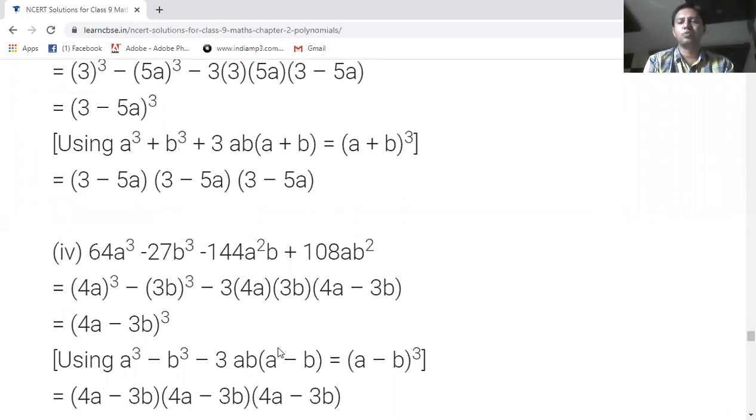That is the factorized form: (4a − 3b)(4a − 3b)(4a − 3b). (4a − 3b)³ is the factorized form for the question given.